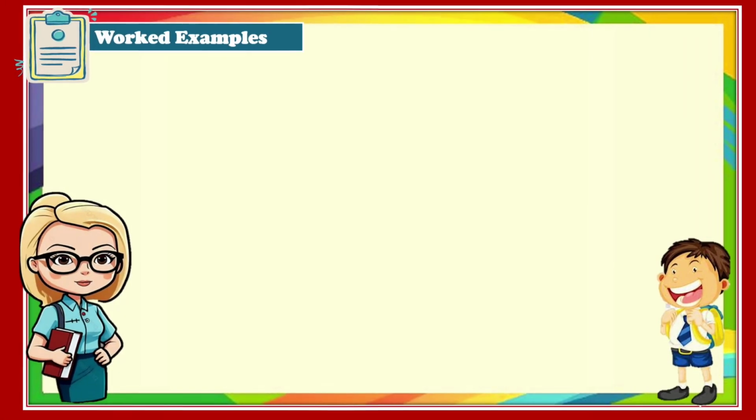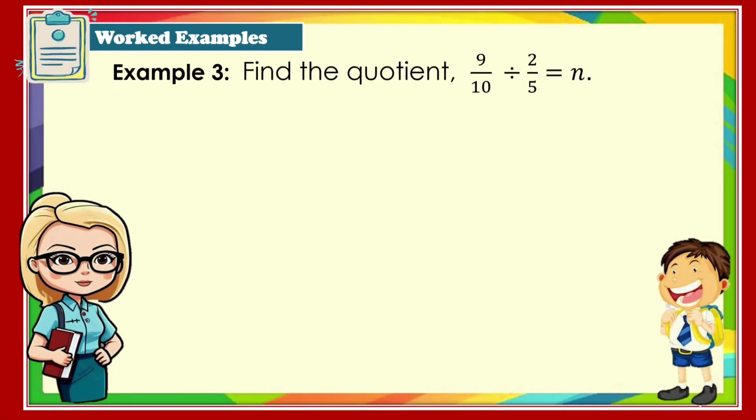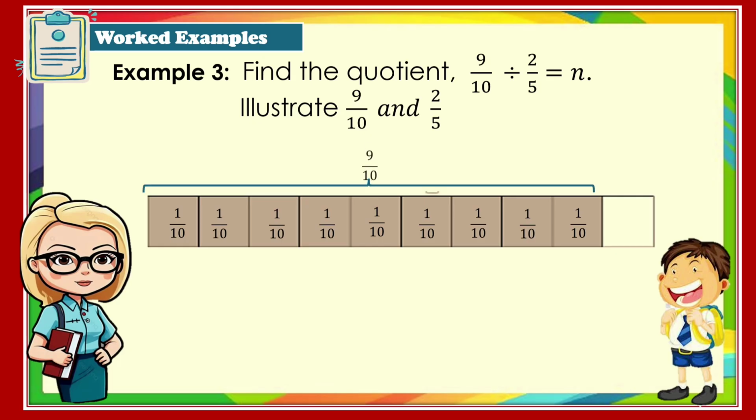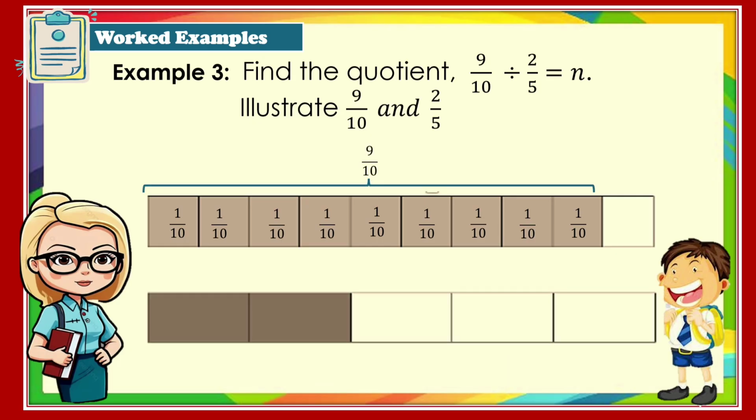Example number 3, find the quotient 9/10 divided by 2/5 equals n. So let's illustrate the fractions 9/10 and 2/5. We're going to use a strip. We're going to divide this strip into 10 equal parts and 9 are shaded. So that represents 9/10. Another strip with 5 equal parts and 2 are shaded. Okay, that represents 2/5.